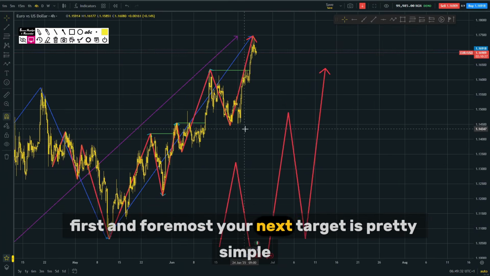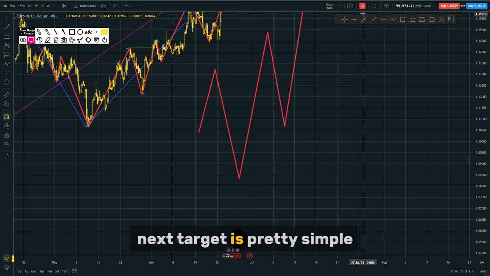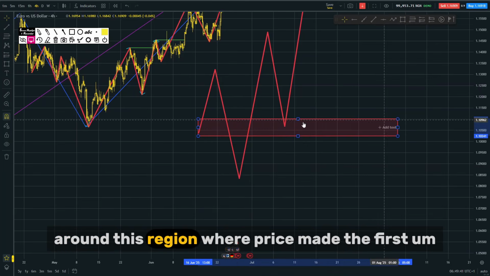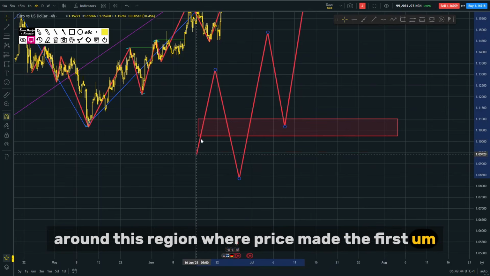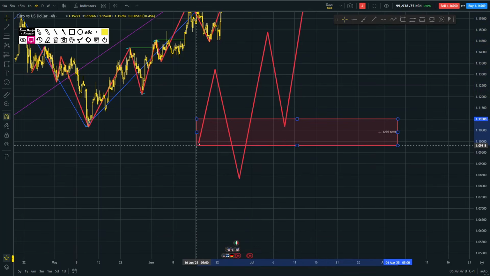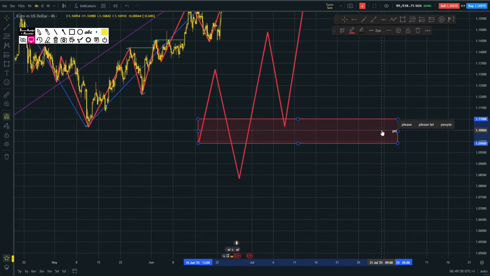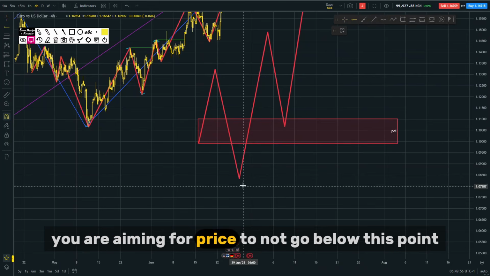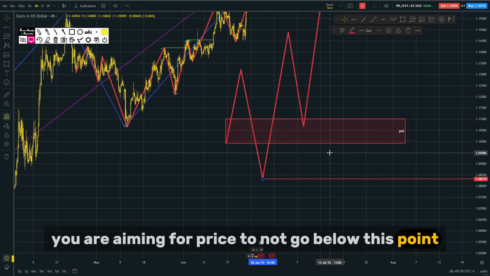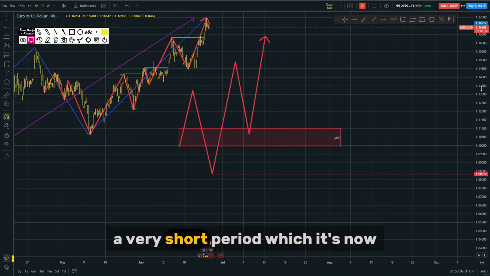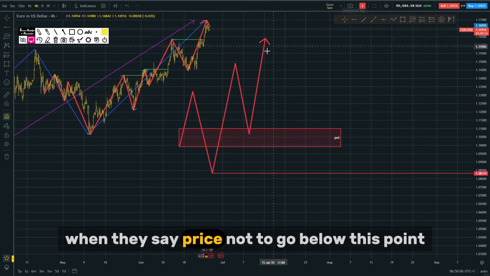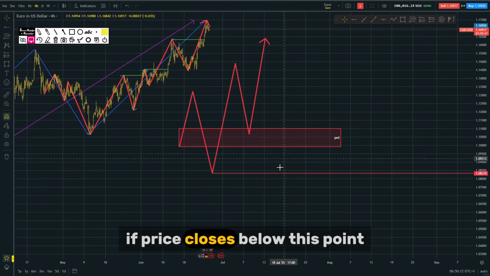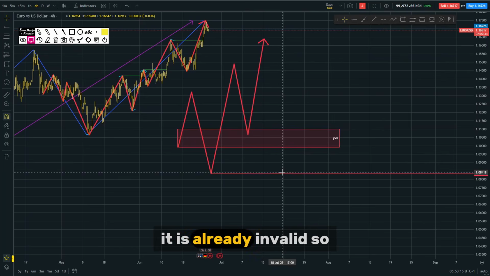first and foremost, your next target is pretty simple. You are going to look for a PY around this region where price made the first lower high, lower low. You're going to look for a PY here, and then after looking for this PY, you are aiming for price to not go below this point. Sometimes it could go below that point for a very short period, which is fine. Now take note, remember we said closes. If price closes below this point, it is already invalid.